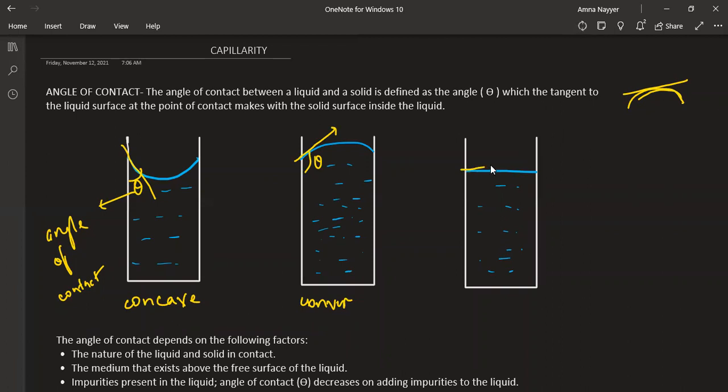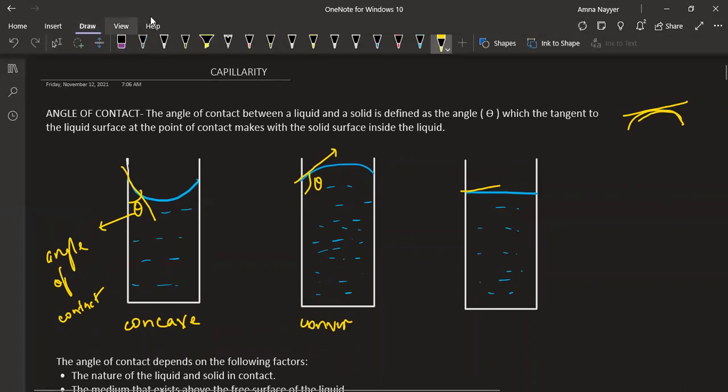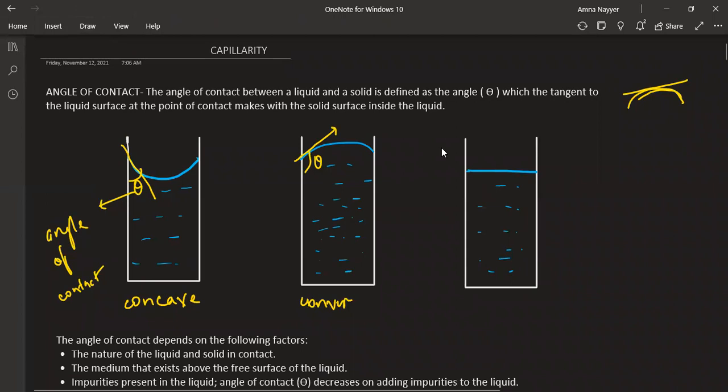See here, this is the tangent for the plane surface. So for a plane surface, it always makes an angle of 90 degrees. This is a plane surface. So three types of angles you will get.